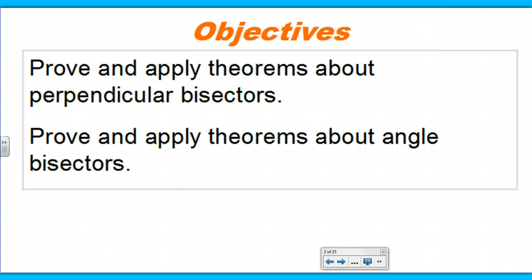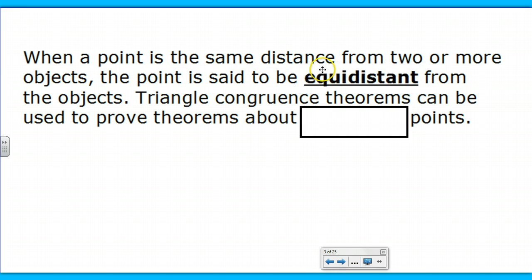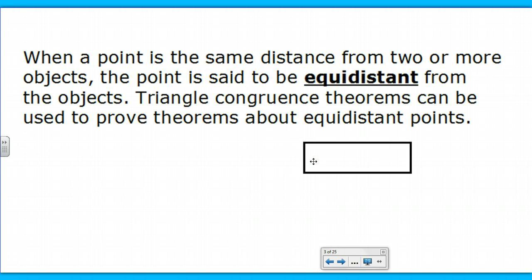The objectives today include proving and applying theorems about perpendicular bisectors and proving and applying theorems about angle bisectors. So let's think about this. When a point is the same distance from two or more objects, the point is said to be the same distance from the objects, right? Another word for same distance is equidistant from the objects. Triangle congruence theorems can be used to prove theorems about equidistant points.